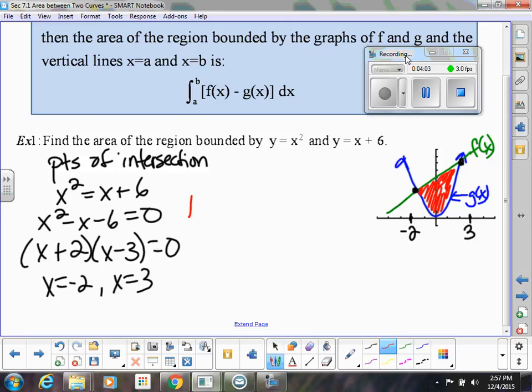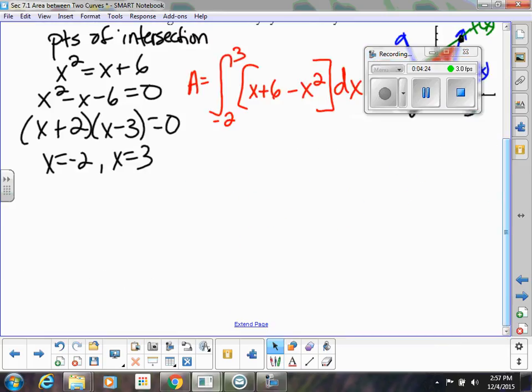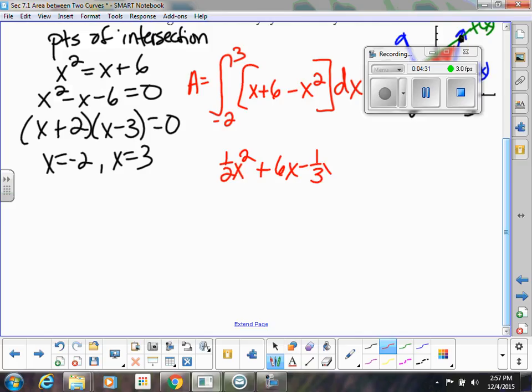So we're going to say the area is equal to the integral from -2 to 3 of our f of x, which is x plus 6, minus our bottom curve, which is x squared. So all we have to do is integrate that. And since it's a polynomial, it's pretty easy to do the antiderivative. So we're going to have 1/2 x squared plus 6x minus 1/3 x cubed. And we're going to evaluate that from -2 to 3.